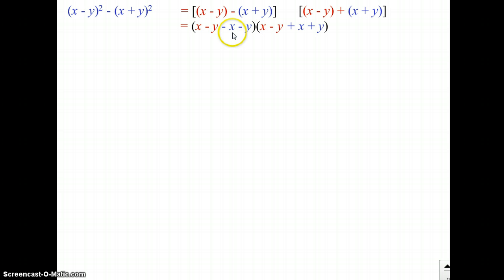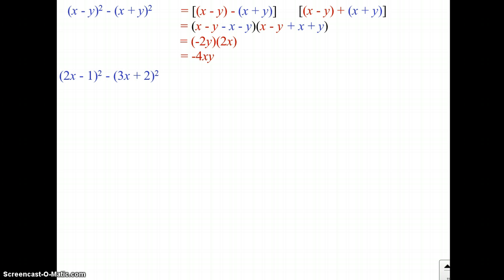Now we simplify x minus x, that's 0. Negative y minus y is a minus 2y. Here x plus x is 2x. Negative y add y is 0. So we could multiply these two monomials and get negative 4xy.